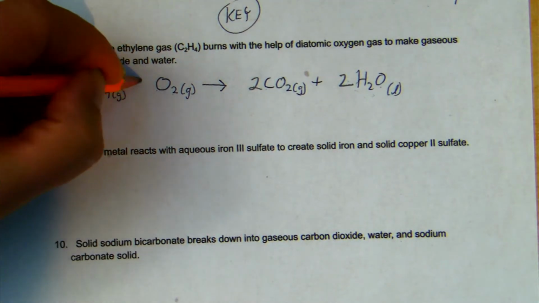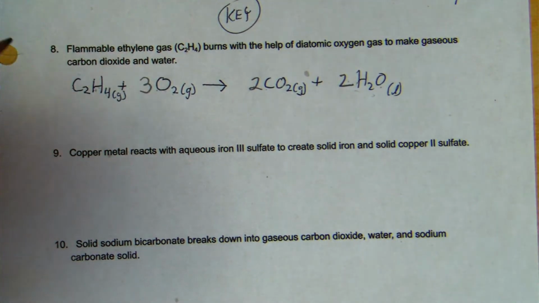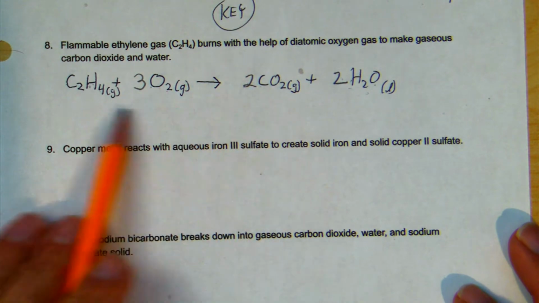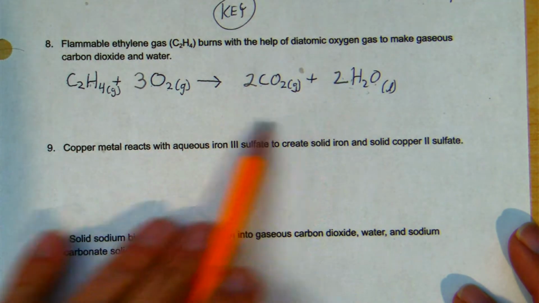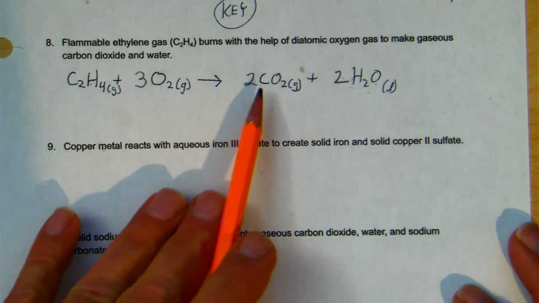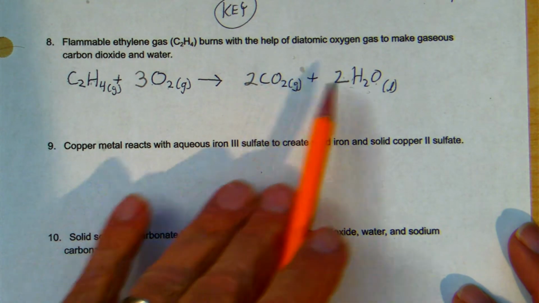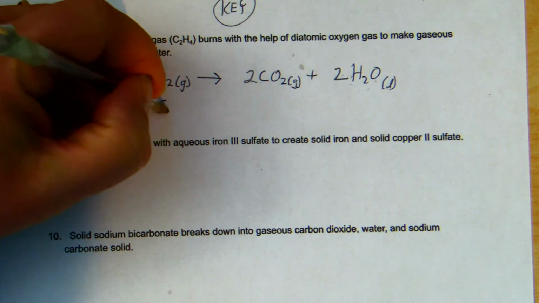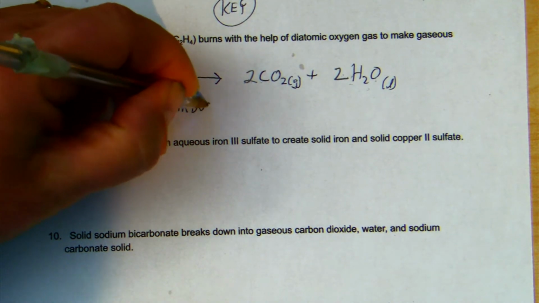So if I put a coefficient 3 in front of the oxygen gas reactant, everything should now be balanced. 2 carbons on the left, 2 carbons on the right, 4 hydrogens on the left, 4 hydrogens on the right, 6 oxygens on the left, 4 plus 2 is 6 oxygens on the right. I would classify this as a combustion reaction.